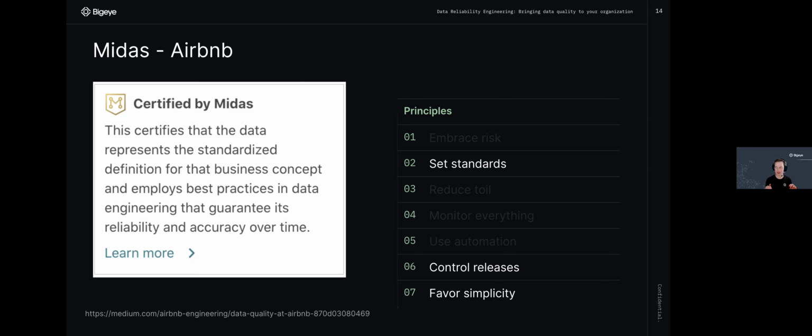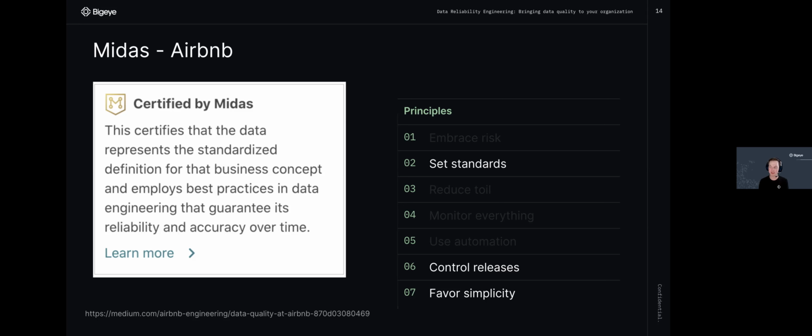So how does Midas do this? First off, talk about setting standards. Midas says this is what it means for data to be reliable in the organization. It means it needs to have tests. It needs to have best practices around its pipelines. It needs to have a definition that is well known and well understood by the business. Having this set of standards makes it very easy to have a conversation about what is or what isn't reliable data.